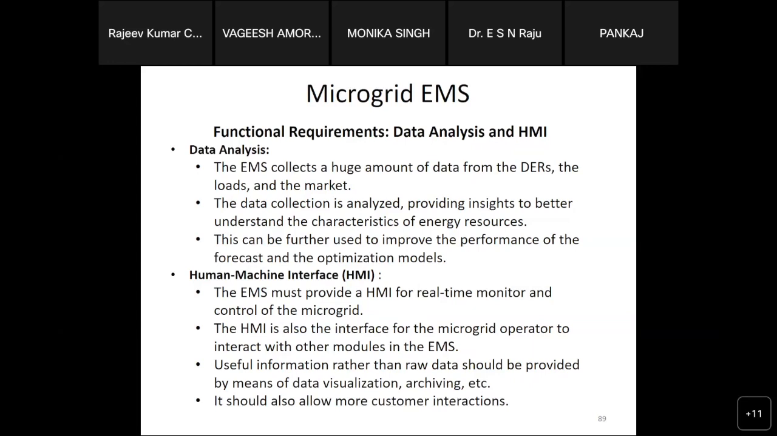Furthermore, instead of using a large amount of raw data, we have to provide better means of data visualization as well as archiving of the data. If you use all the large amount of data, it may be difficult to monitor it. So for that, we have to select whichever is best applicable for the data visualization, and we have to archive the remaining variables. Likewise, it will allow more customer interaction.